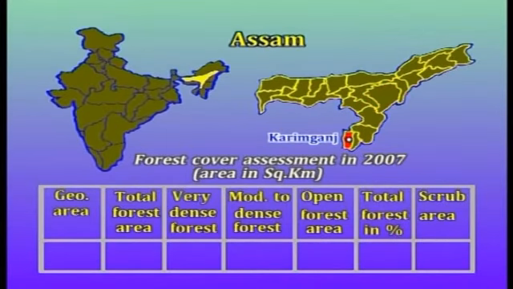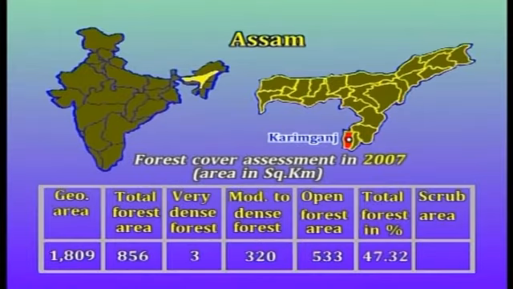District Karimganj. The geographical area of Karimganj district of Assam is 1,809 square kilometers in 2007. The total forest cover is 856 square kilometers, out of which the very dense forest cover is 3 square kilometers. The moderate to dense forest cover is 320 square kilometers. The open forest cover is found to be 533 square kilometers. Altogether, these forests cover about 47.32% of the geographical area of the state. The scrub cover is also found to be 48 square kilometers.